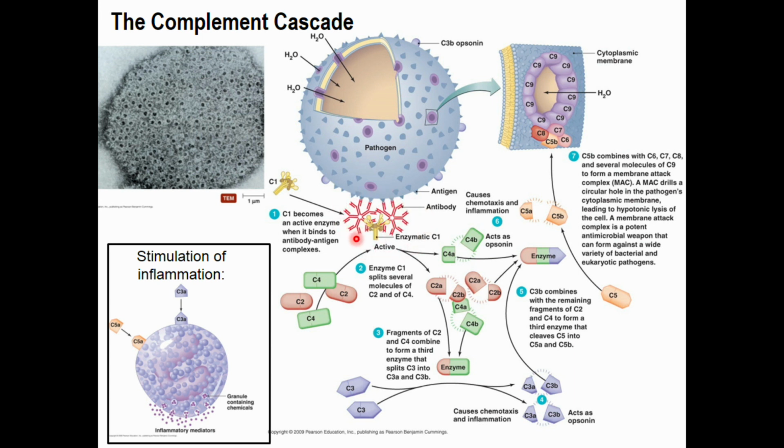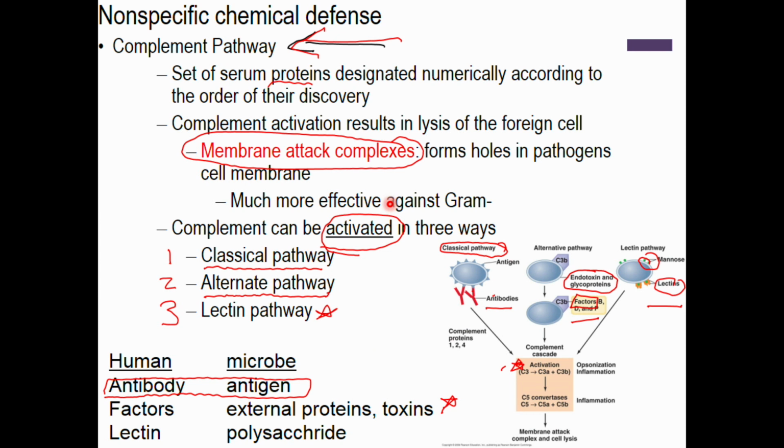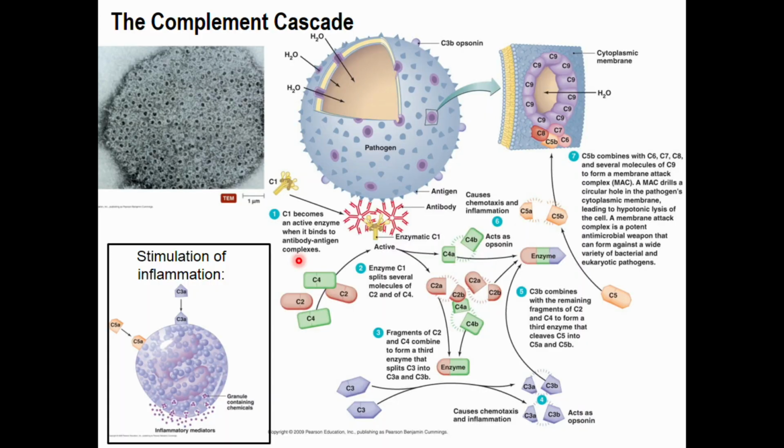And this particular example is an antibody binding to an antigen. And so that is what type? Right? Is it the classical? Is it the alternate? Or is it the lectin pathway? Well, it's antibody. So if we look down here, antibody and antigen, that is called the classical pathway. So what we're looking at is the activation in this particular diagram of the complement cascade by the classical pathway, and we see that because it is an antibody binding to an antigen. However, regardless of how it's activated, all of the rest of this is the same exact thing, right? So the outcome is the same.